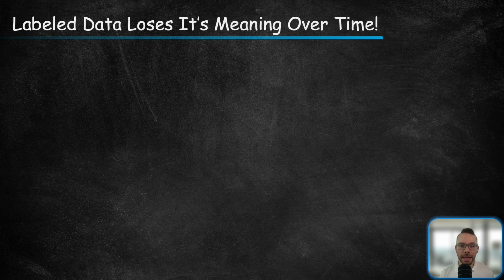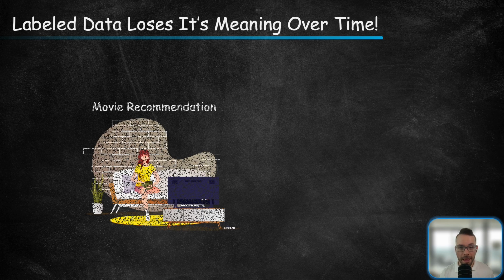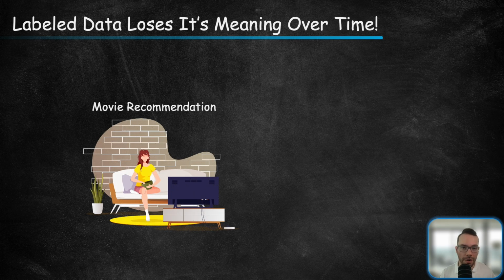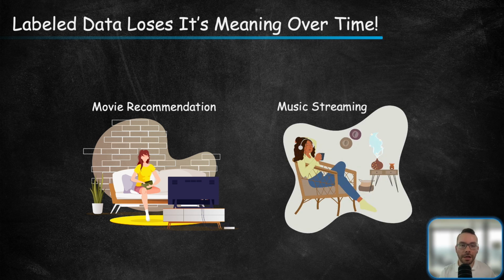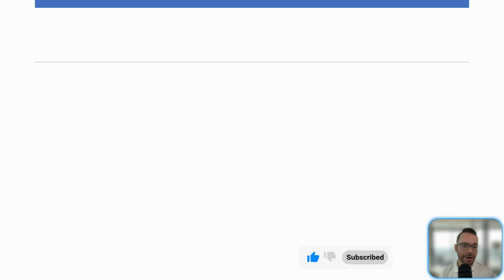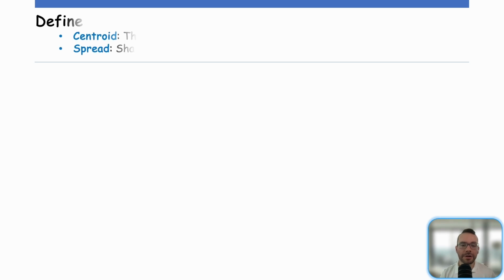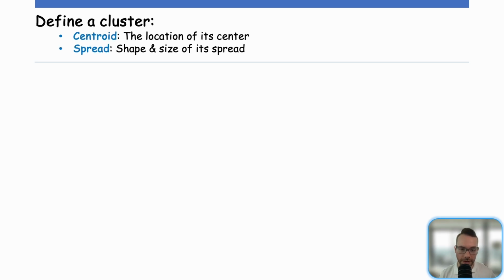And most importantly, in some scenarios, labeled data can lose its meaning over time. For instance, in a music streaming service, users' taste evolves. A favorite song today may not be preferred tomorrow. Similarly, in a movie recommendation system, user preferences change and the labels can become outdated. Clustering helps adapt to these changes by dynamically grouping users based on their current behavior rather than just relying on their past behavior.